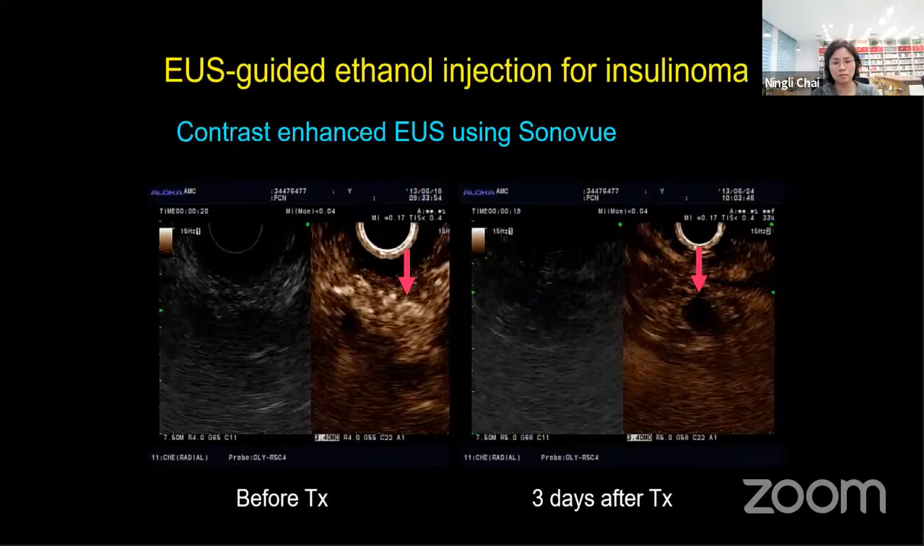3 days after treatment, we repeated contrast-enhanced EUS. The left side is before treatment and the right side is after treatment. If you see the red arrow area, before treatment we can see clearly contrast enhancement, but after treatment that area shows no contrast enhancement at all. This means there is no viable tumor vessel inside. So we confirmed this lesion was ablated effectively. And after this treatment, the patient never had a hypoglycemic attack again.